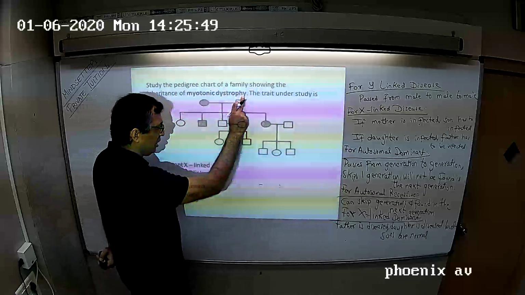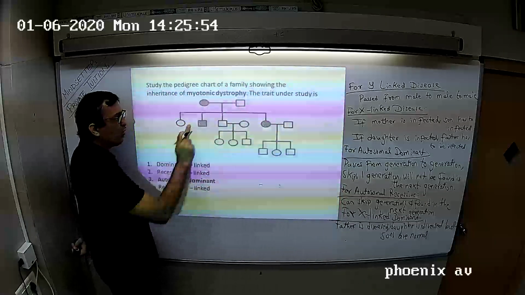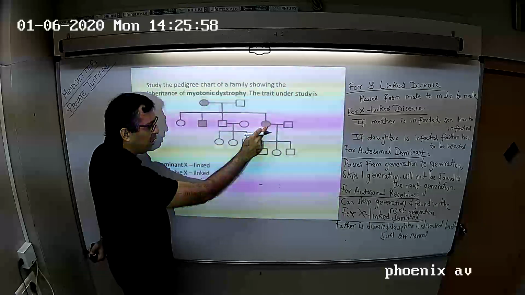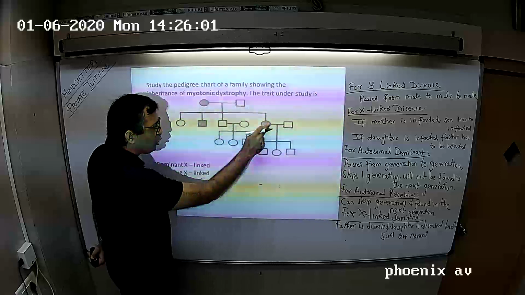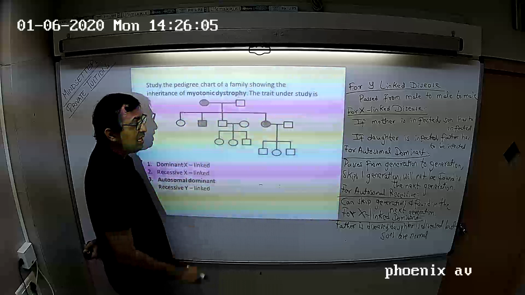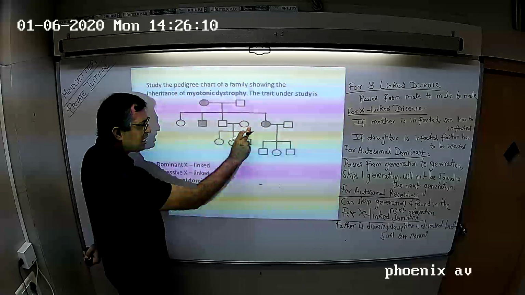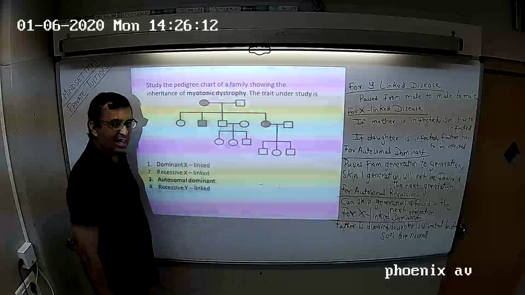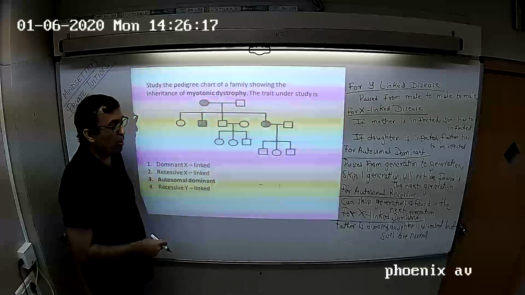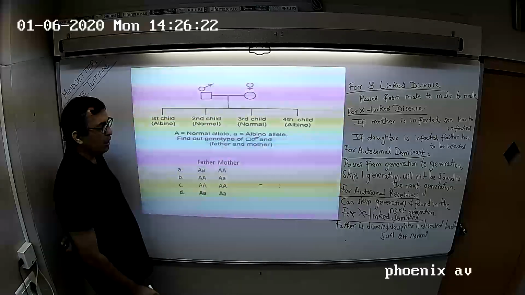Myotonic dystrophy is by itself autosomal dominant, passed on from one generation to the other. If it skips one generation, it is not found in the next generation. So this is an autosomal dominant disorder. Myotonic dystrophy is an autosomal dominant disorder.